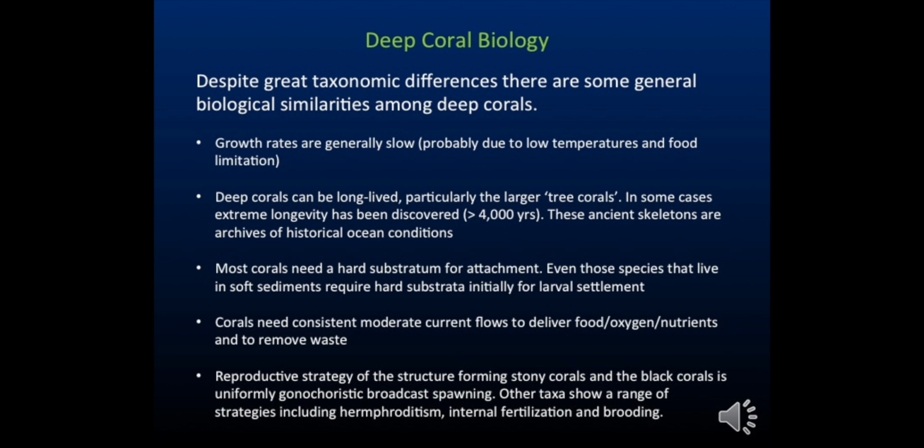Reproduction has been studied for a few species of deep corals, mostly the reef-building stony species, but also solitary stony corals and some black corals and some Gorgonians. All of the reef-building species have similar reproductive strategy, that is, they're all gonochoristic broadcast spawners that have external fertilization. Black corals are also all gonochoristic broadcast spawners, and hydrocorals are brooders. Other taxa have a wide range of reproductive strategies.